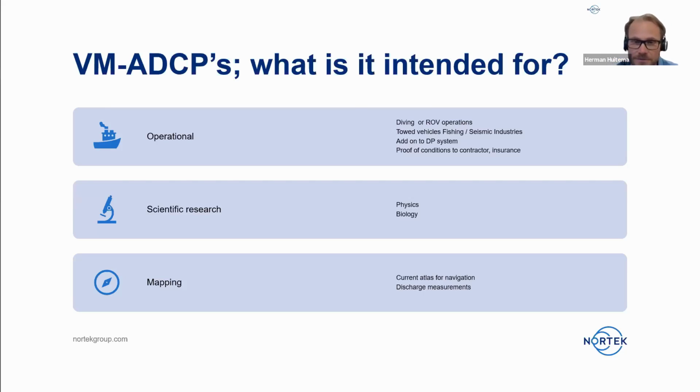You can look into tight towing maneuvers near platforms, oil platforms, keeping tension on the lines and sufficient speed in the corners. You can use it as an add-on to a DP system for difficult situations near platforms again, where GNSS coverage is poor and bottom track and current information can really help the DP system. And another one is, of course, proof of operational conditions to your contractor, or if it went wrong, for insurance purposes.